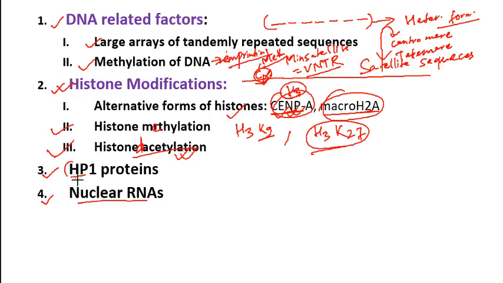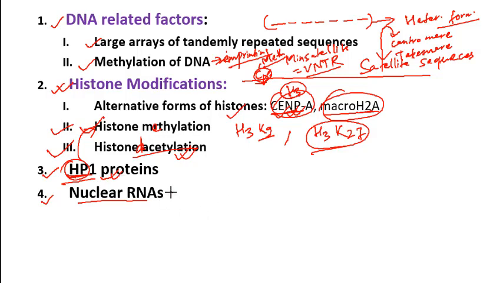And then after the histone has been methylated, the protein that associates with this methylated histone is the HP1 protein, heterochromatin protein, and that will cause heterochromatin formation. So HP1 is a very important protein that will cause heterochromatin formation.